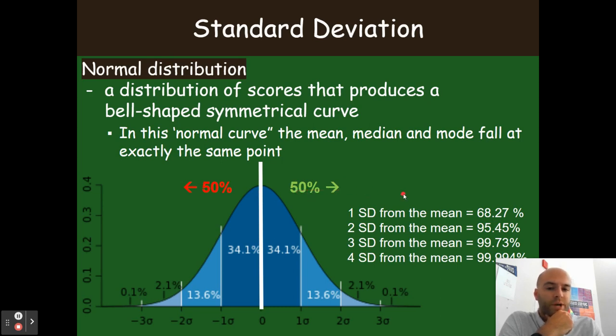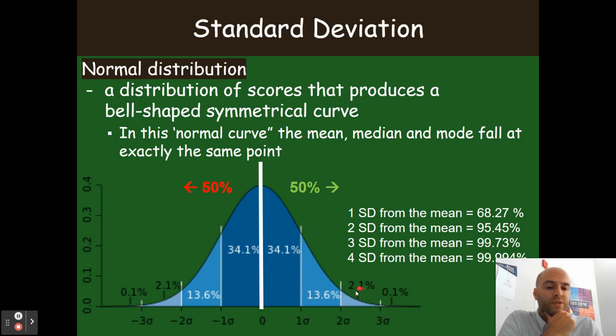Okay? So a couple things you're going to want to do. You're going to want to memorize these percentages. Okay? And you'll notice they are the exact same on each side because 50% of your results are here and 50 are over here. So one standard deviation from the mean in a normal curve is 34.1%. Right? Two standard deviations to the positive side, you're going to add these two together, right?